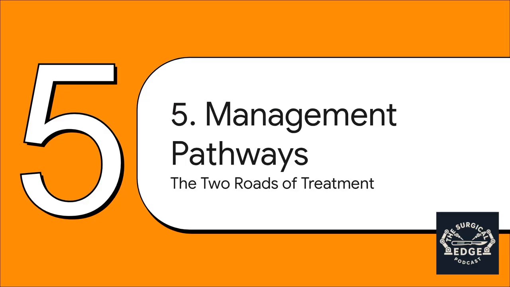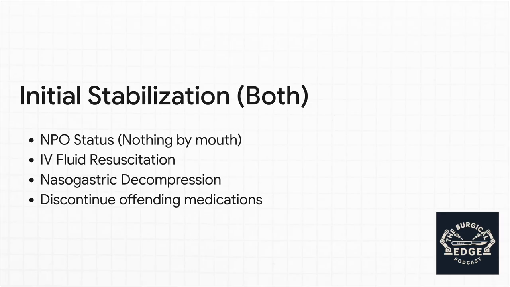So, you've got your diagnosis. Now what? Well, this is where the road forks, and the two paths are dramatically different. Getting this next part right is everything. It determines whether your patient gets supportive care or an urgent trip to the OR. But first, some things are universal.